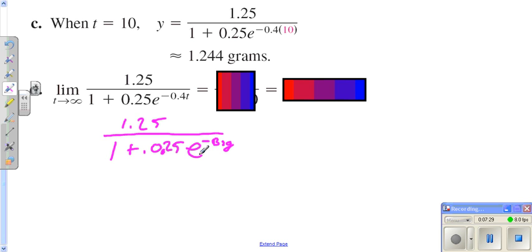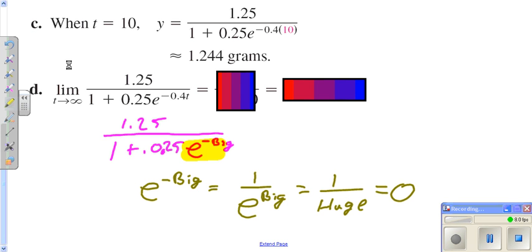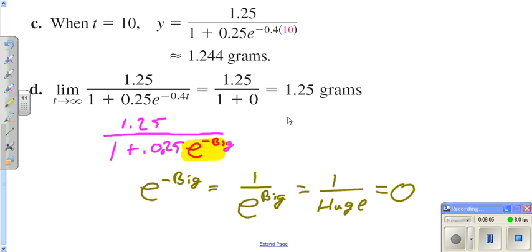And it's really e to the negative big number. So let's take a look at e to the negative big and see what that simplifies down to. e to the negative big is really 1 over e to the big. 1 over e to the big is really 1 over something really huge, which you know is 0. So in other words, the top doesn't change. The bottom is really just 1 plus 0. Well, adding 0 doesn't change it, so it's 1.25 over 1, which doesn't change it, so it levels out at 1.25 grams.